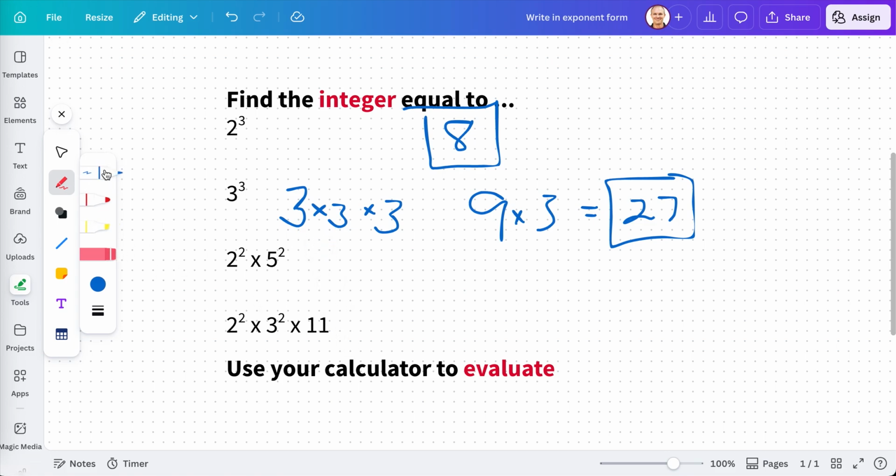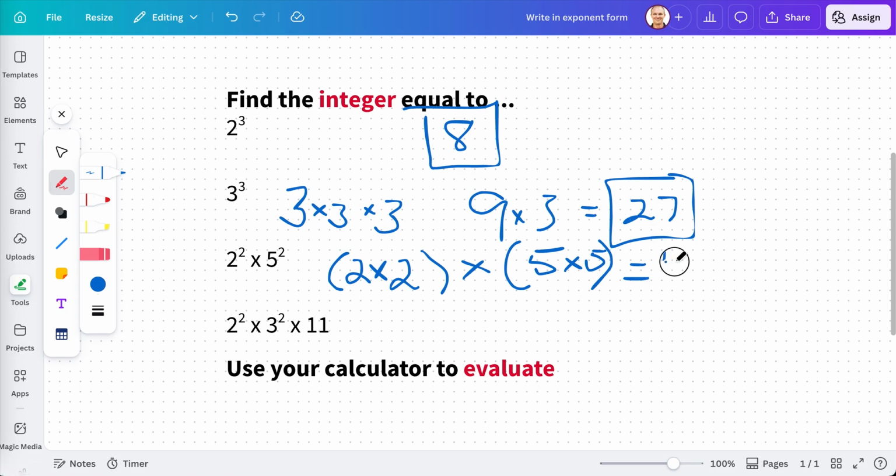So here we have now two numbers with exponents. So the first one I'm going to write this out. So 2 times 2, because 2 to the second power is 2 times 2. And then we're going to multiply that by 5 times 5. Okay, so 2 times 2 is 4. And 5 times 5 is 25.